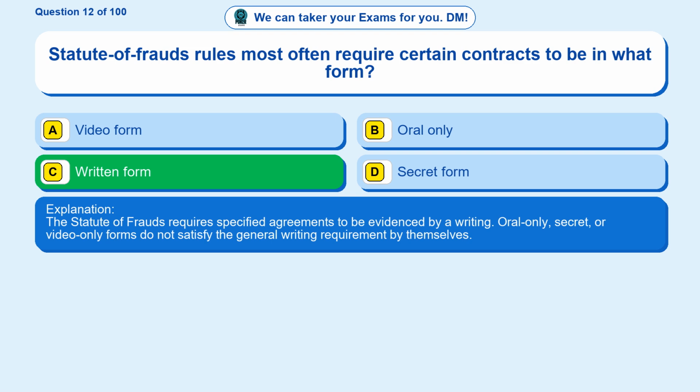Oral only, secret, or video only forms do not satisfy the general writing requirement by themselves.